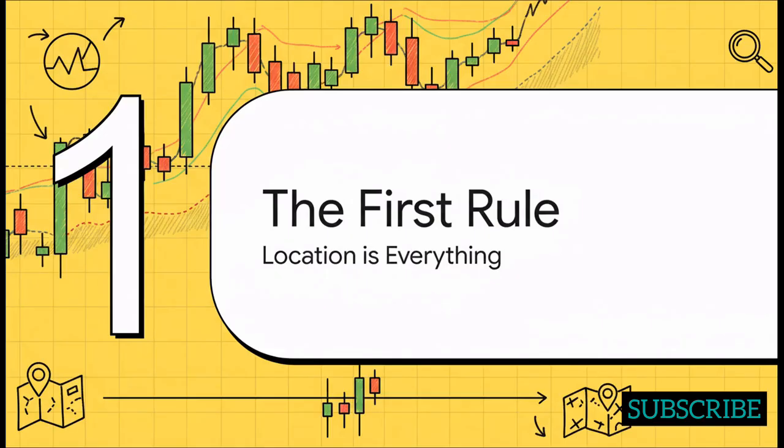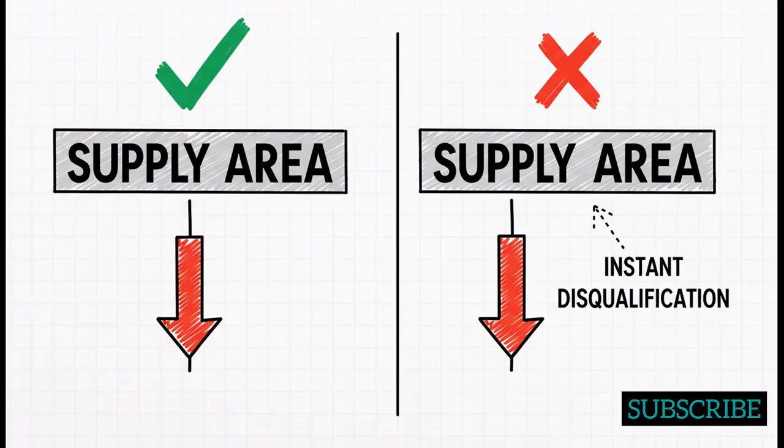Okay, rule number one, location is everything. You've got to understand where this candle shows up on your chart matters way more than the candle itself. Before you do anything else, you have to ask one critical question. Where did it form? And here's the answer. This is the absolute non-negotiable filter.